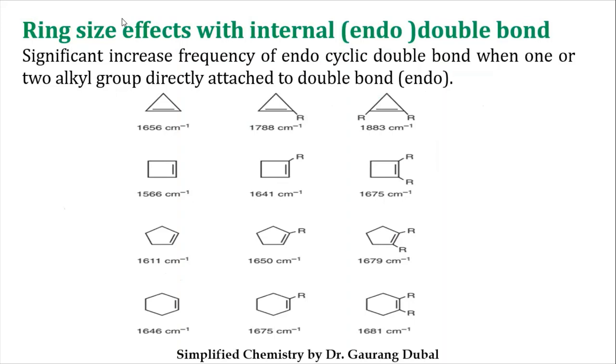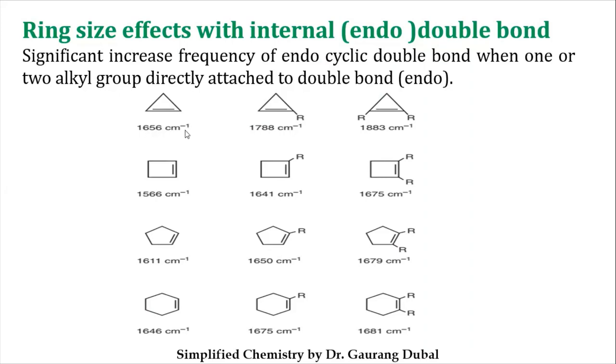Next, ring size effect with internal endo double bond. You can see if the ring size is the same, means three-member and one double bond, which is endo, inside. Endo means inside. But if you are connecting some alkyl group directly to the double bond containing carbon, the frequency of the double bond will change. So what will be the change? If you have simple cyclopropene, the frequency will be 1656 centimeter inverse.